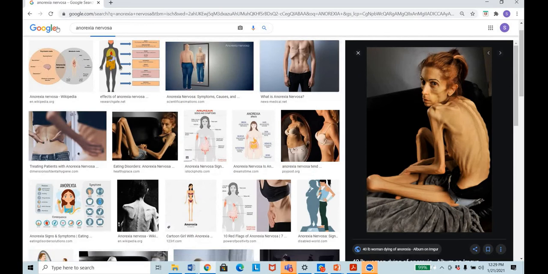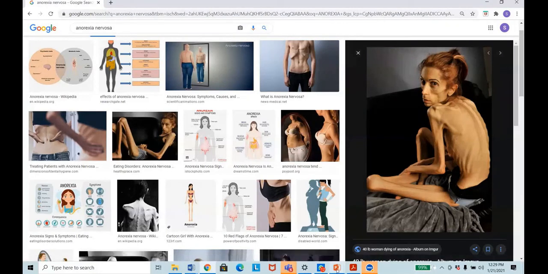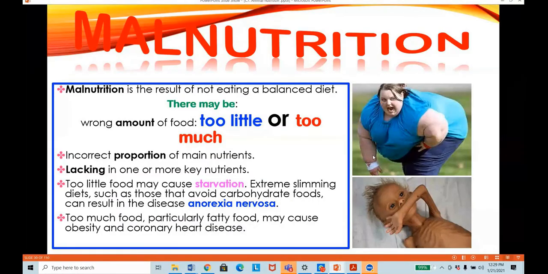So this is a condition known as anorexia nervosa, ladies. Any questions? So this will come under undernutrition or overnutrition. Ladies, so it is a situation of undernutrition, right?